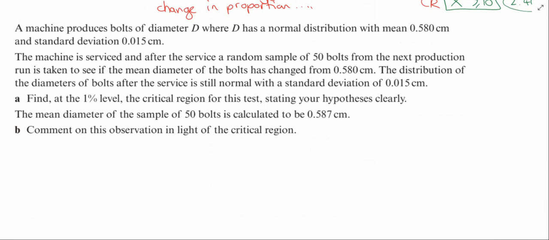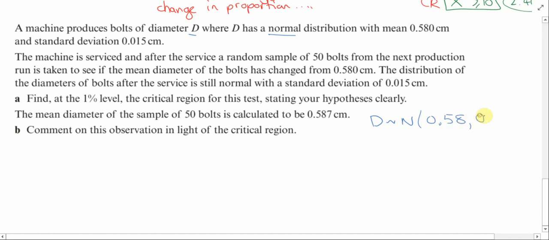So they've defined it. We're told it's D for diameter, that makes sense, and it's a normal distribution. So I'm just going to start writing that. D is distributed normally. We have a mean, 0.58, no idea why they've chucked the extra 0 on there. And we have a standard deviation. All right, cool. So there's no need to use the standard normal to find anything. So the mean is serviced, machine is serviced. Random sample of 50, that's important. And to see if the mean diameter has changed, here you go, here's the magic language, from the 0.58.